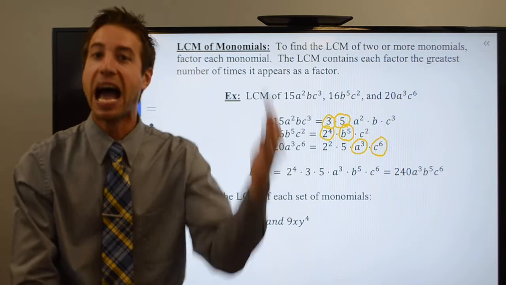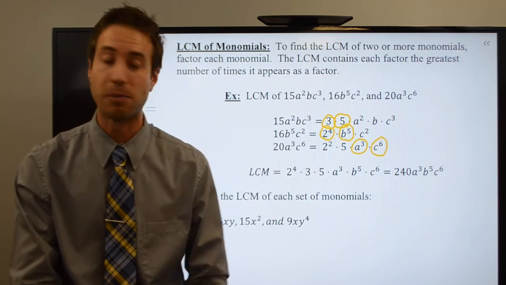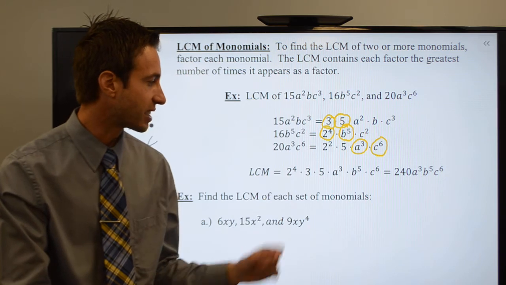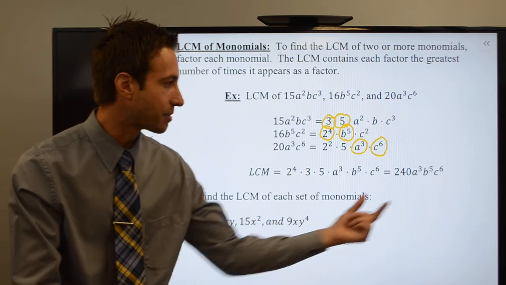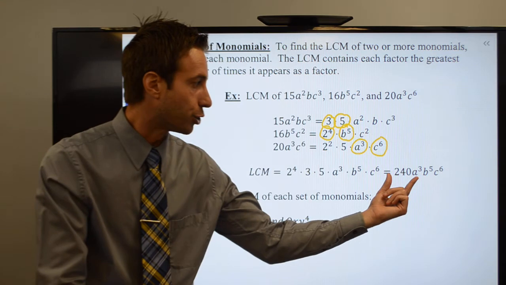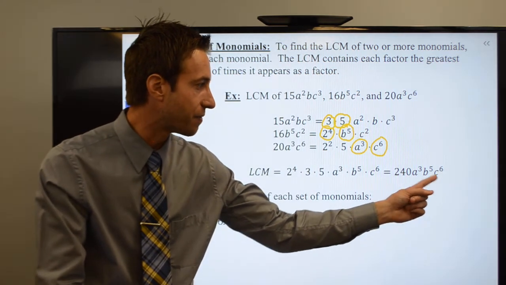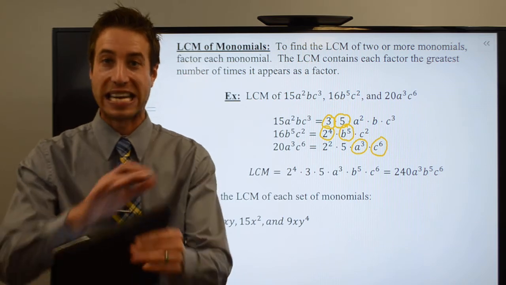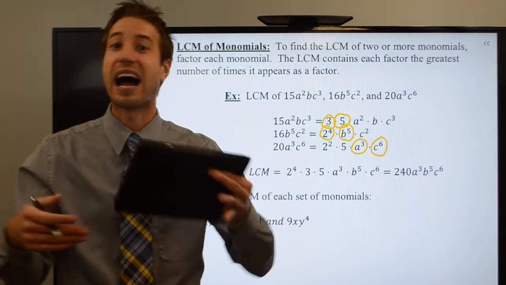I factored them. I keep each factor the greatest number of times it appears. And multiply all that stuff together. 2 to the 4th is 16. 16 times 3 times 5. Again, feel free to use a calculator. 240, a cubed, b to the 5th, c to the 6th. That is my LCM.